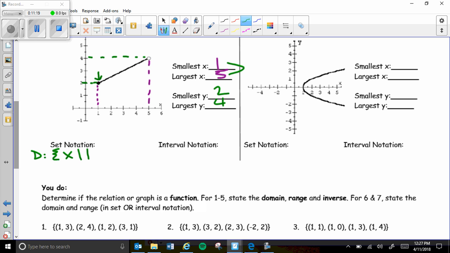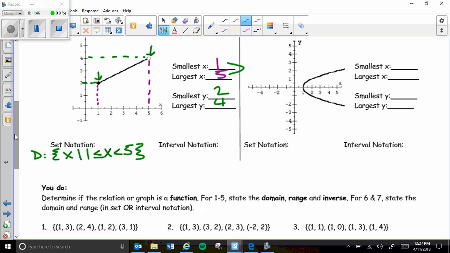Now I have a closed circle here. So less than or equal to, and we draw our x, which is, now I have an open circle, so less than 5. And we close our braces. So again, if we look at that inequality that we just wrote, it says x can be anywhere from 1 up to less than 5.